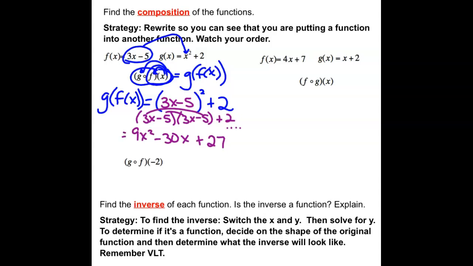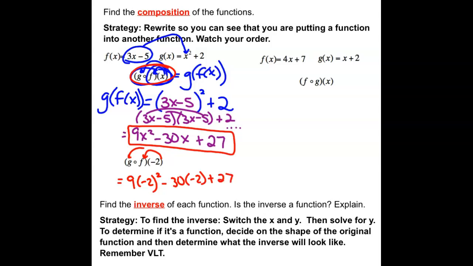Now, right below it, it says find g of f of negative 2. We have two ways we can do this. We can plug negative 2 into function f, and then take that answer and plug that into function g. But we've already done this composition, so we know what the composition should get us. We can simply put a negative 2 into this. So 9 times negative 2 squared minus 30 times negative 2 plus 27.